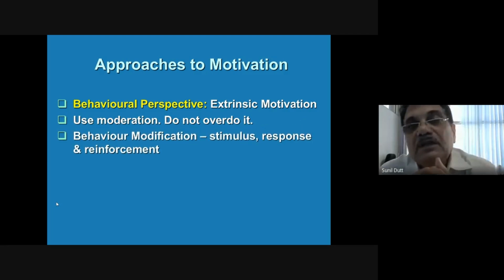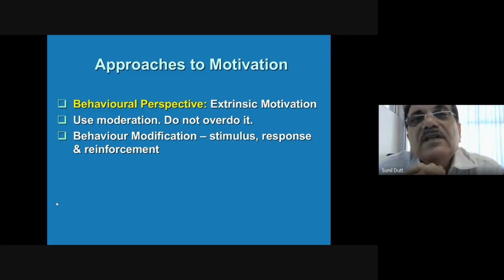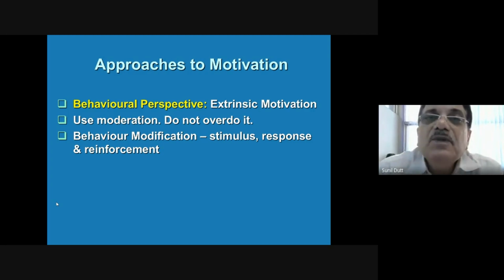So behavior modification has three components. One is the stimulus. Stimulus could be any object, any person, any event that leads to a response, and response is a unit of behavior that follows the stimulus, and reinforcement is the consequence of this response. So, if a particular stimulus response pair is accompanied by a desirable consequence, then it will be more likely that the stimulus involved will prompt the same response in future.